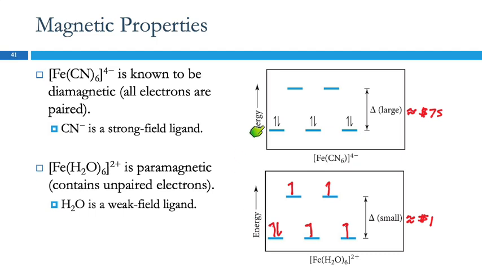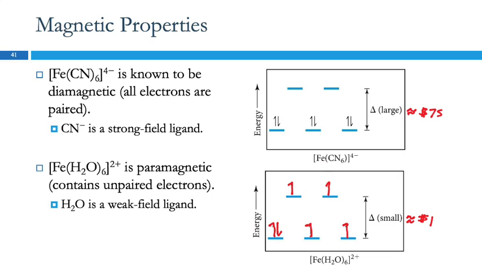So both of these compounds have 6 electrons here. But in this one, they're all paired up. And in this one, most of them are not paired, right? This one's diamagnetic, and this one's paramagnetic.